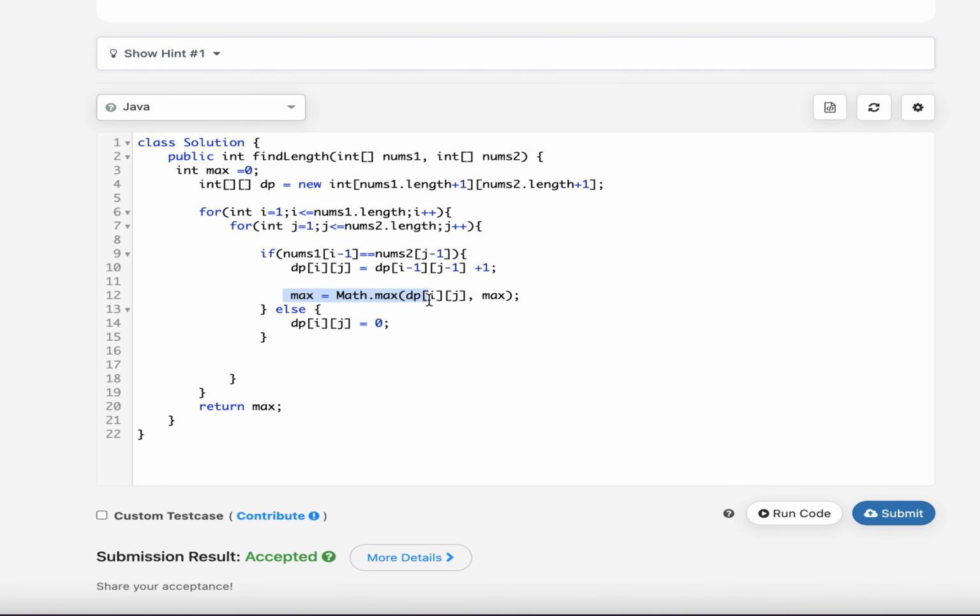Otherwise I would have to reiterate over the complete matrix again to find out the maximum one. Otherwise dp of i comma j is equal to 0. You can skip this statement as well because the default value of an integer is 0, and in the end you simply return the maximum value that you have found.